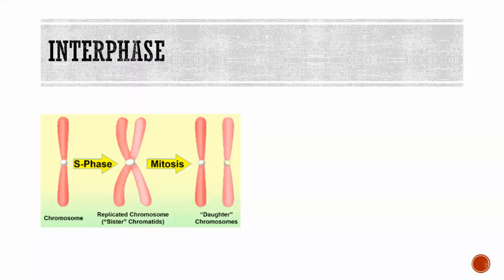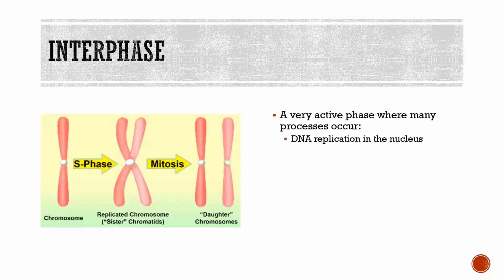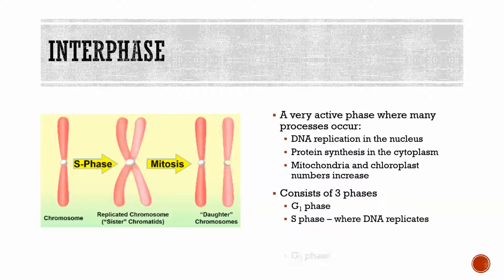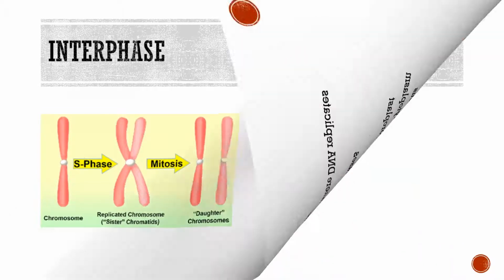Let's start looking at each of these phases and what we've got going on now. Starting with the interphase, we said this is a very active phase and there are many processes occurring within the cell. DNA is replicating in the nucleus, we've got protein synthesis occurring in the cytoplasm, and mitochondria and chloroplasts are increasing in number because this cell is getting ready to divide. The interphase consists of 3 phases: the G1 phase, the S phase where the DNA replicates, and the G2 phase.